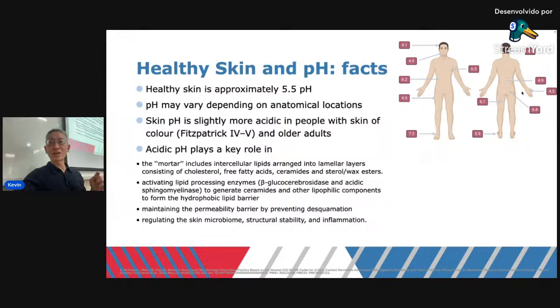And you can see on the slide, perhaps it's quite small, but on the bottom of the feet, for example, the pH is a little bit more alkaline. It's about 7.2 versus some other areas on the face is about 4 point something. So different areas will have different pH level, but in general, it's 5.5.